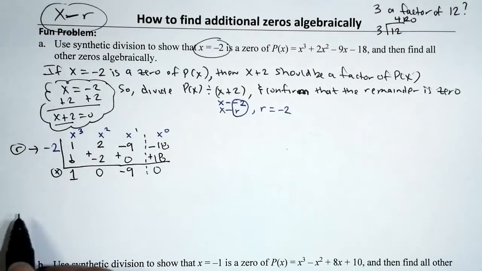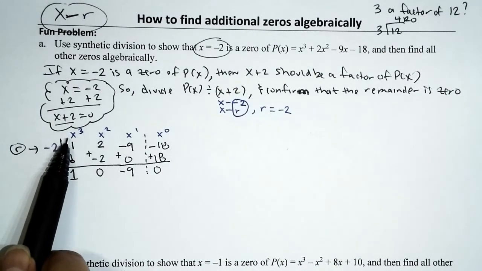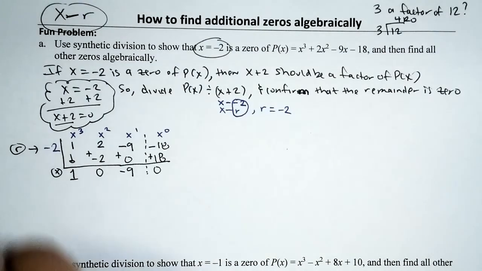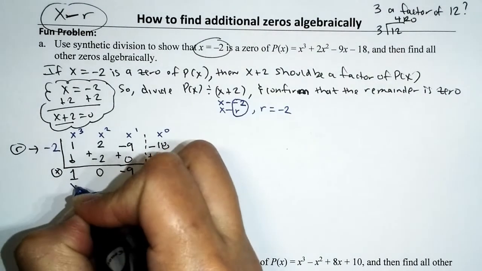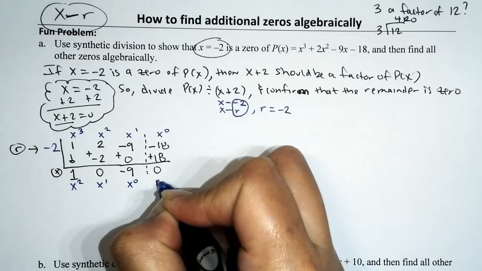Okay, let's write down what the quotient would be. Since the degree is 3 in the dividend, the degree of our quotient should be one under, or 2. So this will be x to the second, x to the first, constant, and then the remainder.